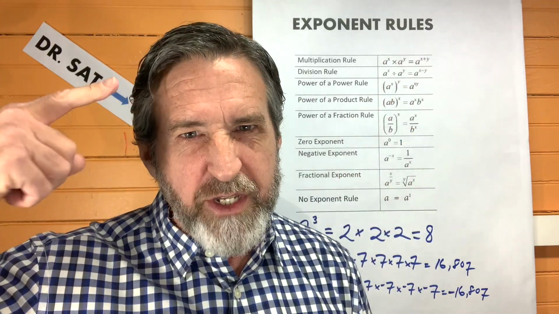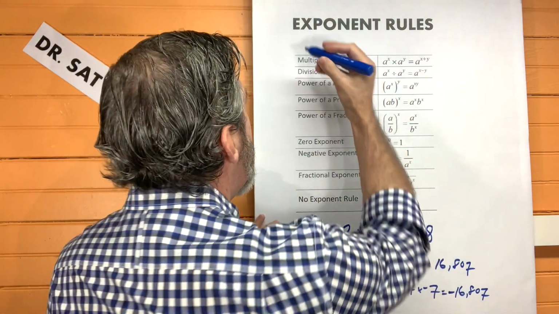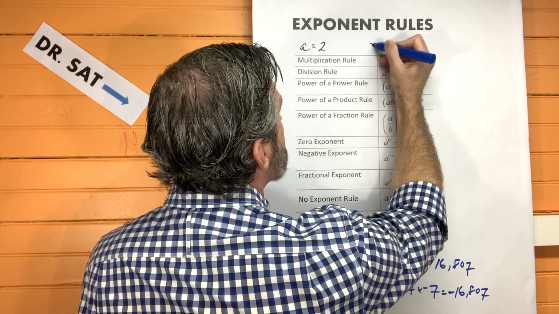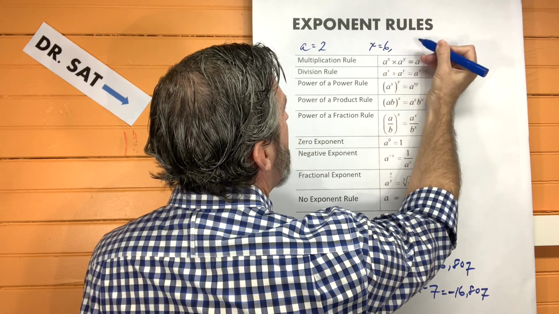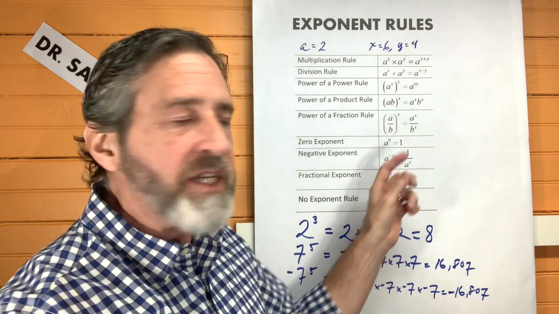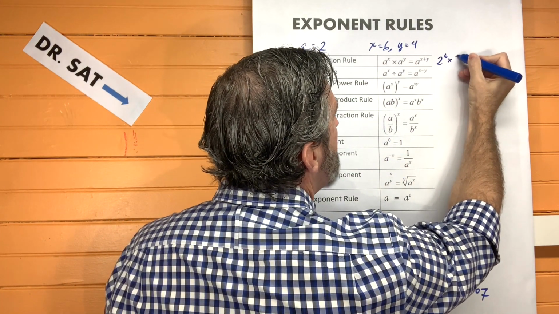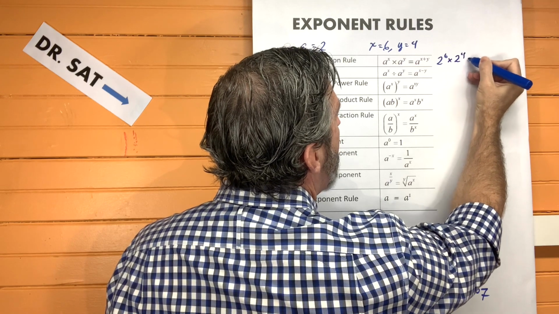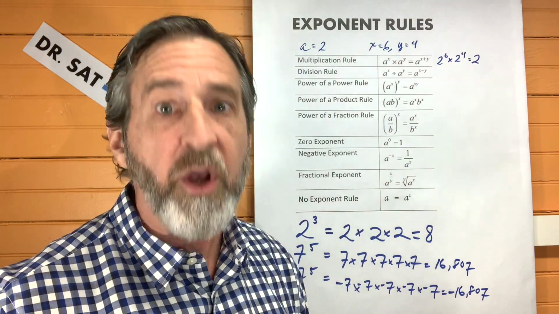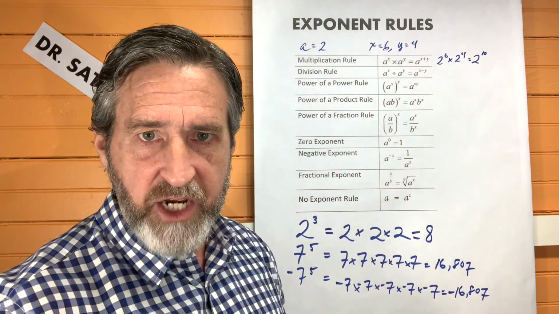Now, to help us clear this up in our minds, let's use real numbers for all these variables. Let's say A is 2. Let's say X equals 6. And let's say Y equals 4. So in this example, we would write 2 to the 6th power times 2 to the 4th power equals 2 to the 6 plus 4 power, or 2 to the 10th power. That's the multiplication rule. Let's move on.